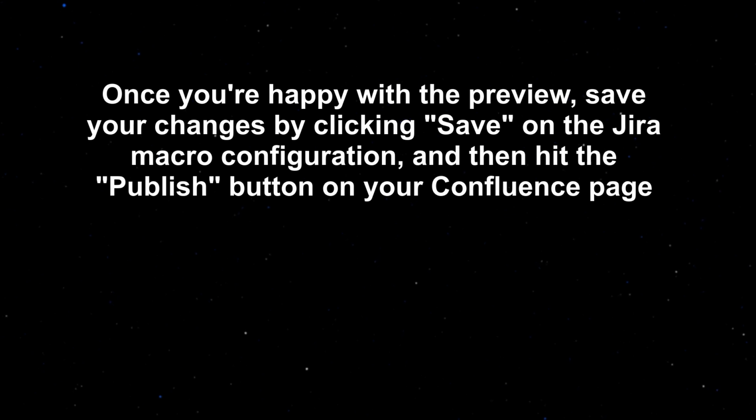Once you're happy with the preview, save your changes by clicking Save on the Jira macro configuration, and then hit the Publish button on your Confluence page.